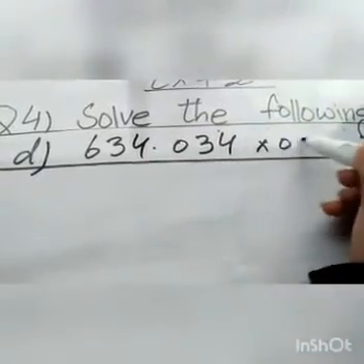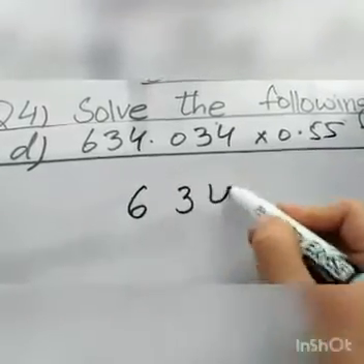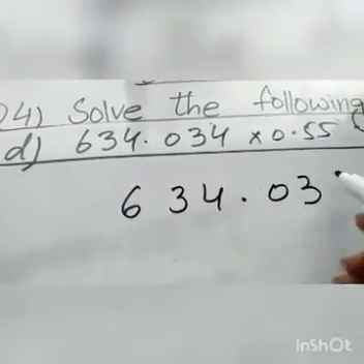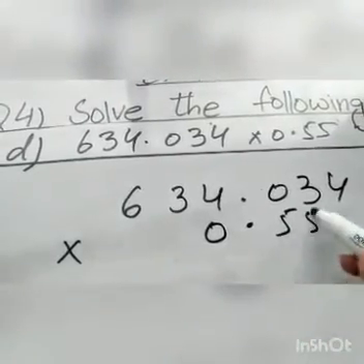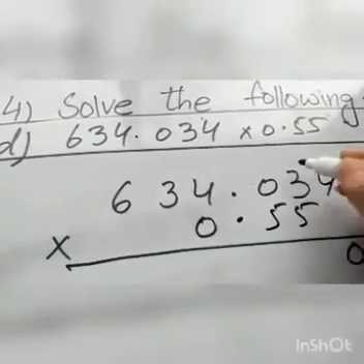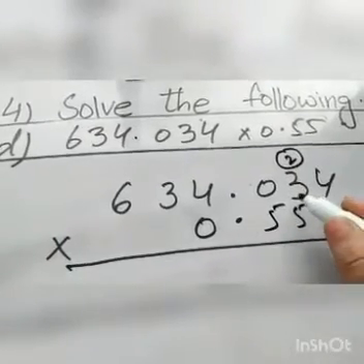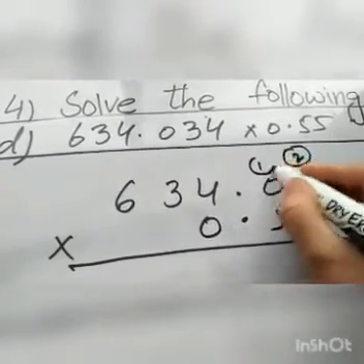Part D. 634.034 multiply 0.55. 634.034 multiply 0.55. Okay. 5 4 times is equal to 20, 2 carry over to the next. 5 3 times is equal to 15 plus 2 is equal to 17, 1 carry over to the next.